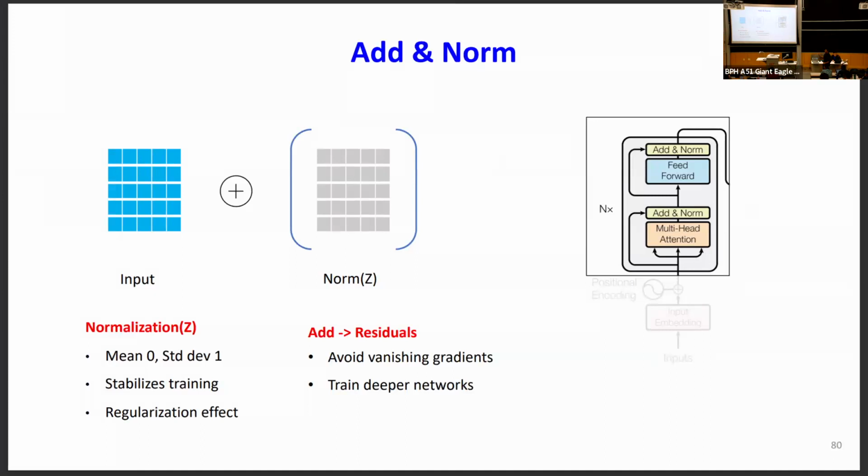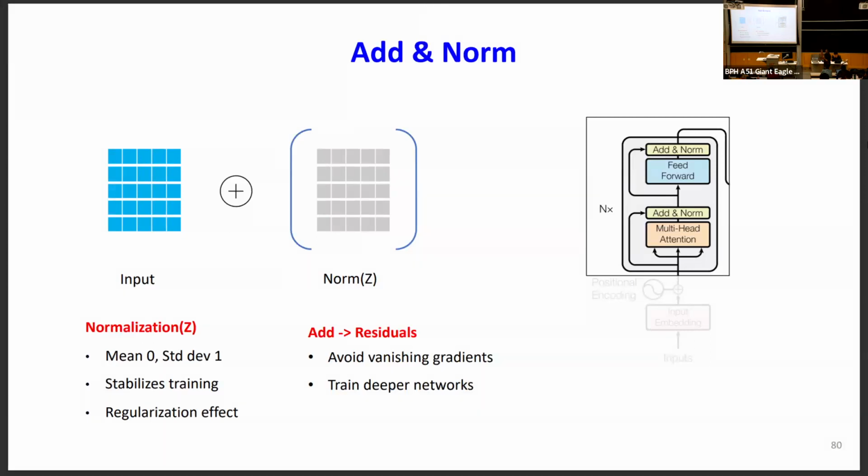Is it a batch normalization or a vector norm? Is it a batch norm or a vector norm, you guys? Anyone want to answer? Yeah, it's a vector norm. So we normalize it across features and not across the inputs.